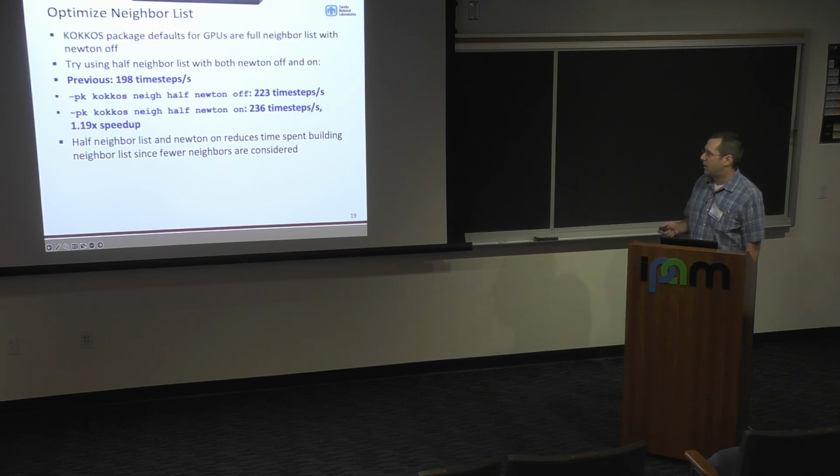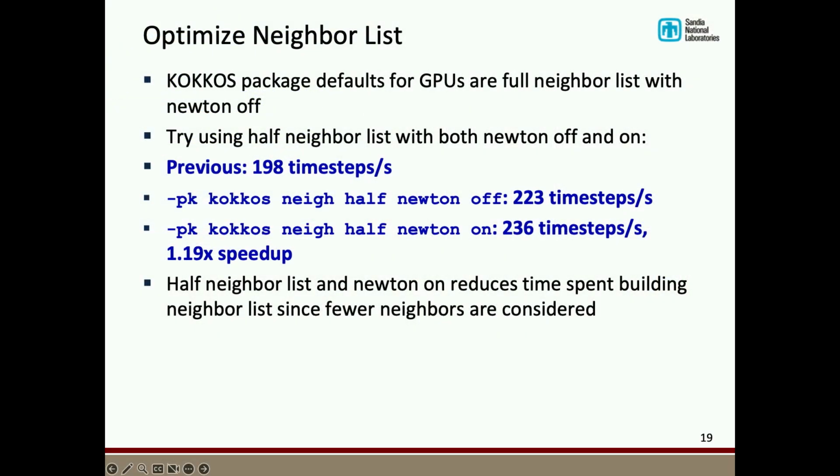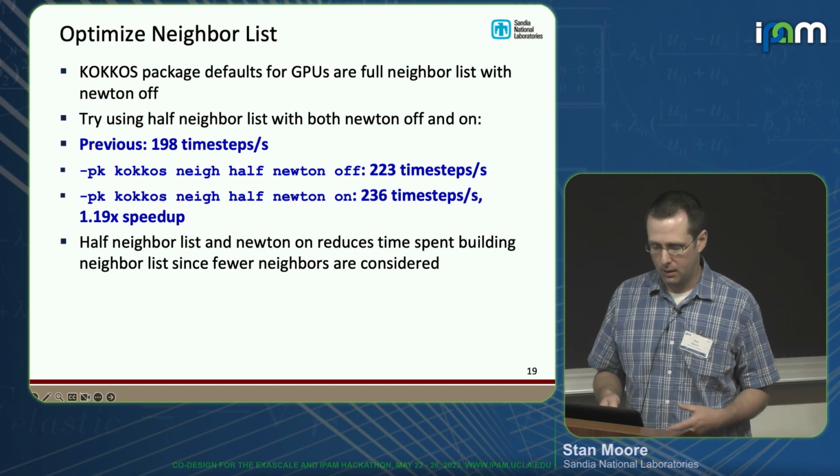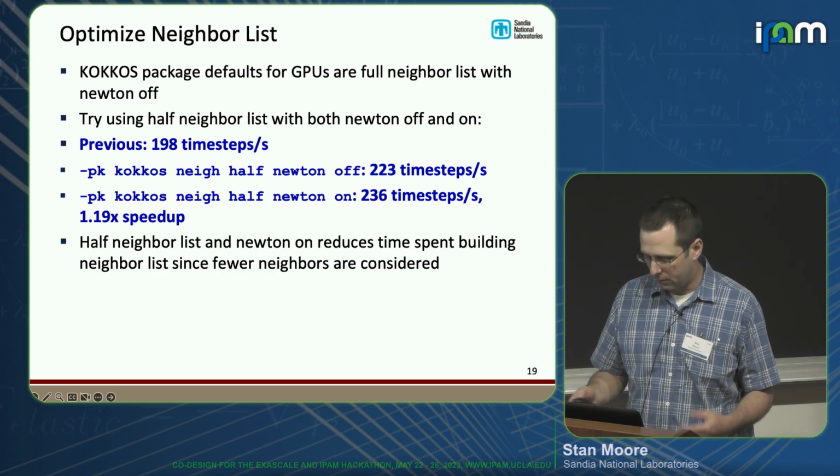However, if we try to optimize these parameters, we can try a half neighbor list. So the default is a full neighbor list with Newton off, because that's typically the best. But if we try a half neighbor list with Newton off and on, we see that our previous value was 198. If we use a half neighbor list, then we get a speed up. And then if we use both a half neighbor list and Newton on, then we get almost 1.2x speed up. And the reason is that this half neighbor list reduces the time spent building the neighbor list, since we're looking over fewer neighbors.